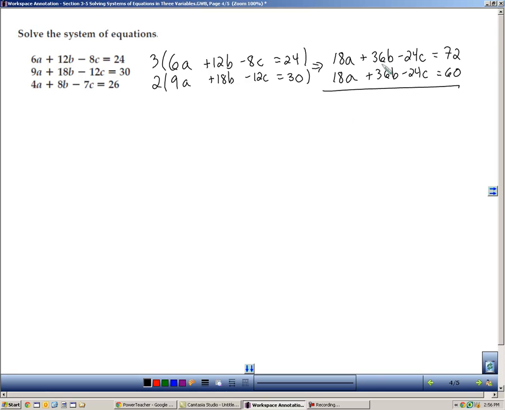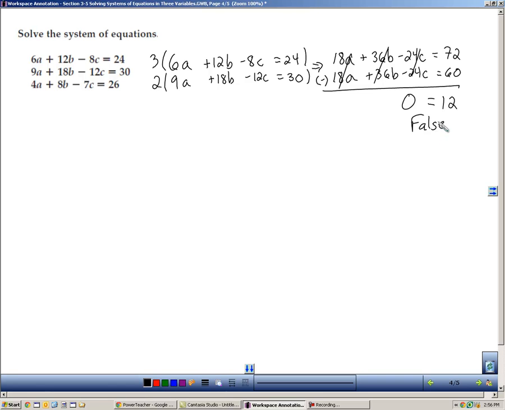So these are my new equations. Coefficients are the same, so subtraction is in order here. 18 minus 18, gone. 36 minus 36, gone. And negative 24 plus 24, gone. So we get a 0. 72 minus 60, however, is a 12. Well, 0 equals 12, that's a false statement.